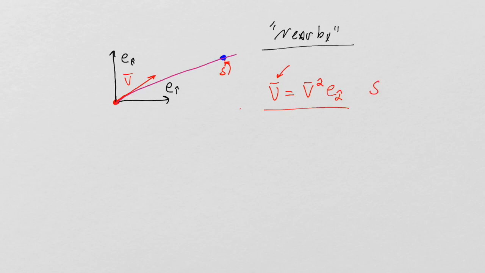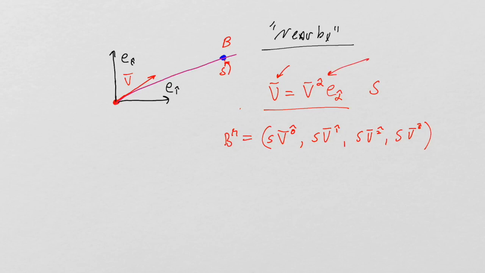So what are the coordinates now? Well, there's only one really logical choice. The coordinates of the point B are now going to be B mu equals V0 hat times s, s times V1 hat, s times V2 hat, and s times V3 hat. So I'm still taking the components of the unit vector, but now I'm multiplying by the distance along the geodesic line.